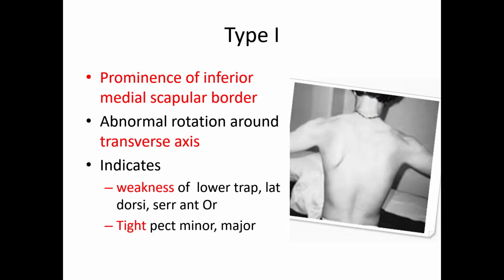Now we will discuss types 1, 2, and 3. Typically, in type 1 scapular dyskinesia, there is prominence of the inferior scapular border.